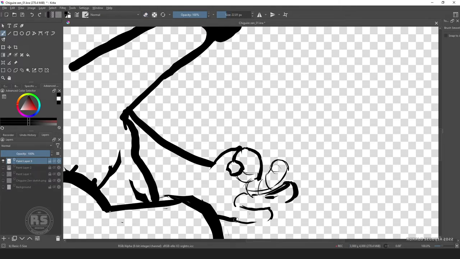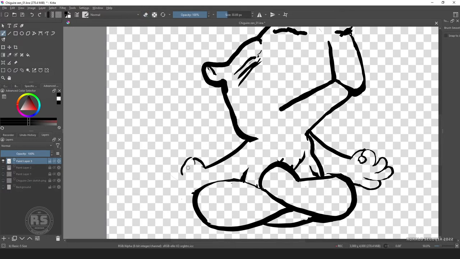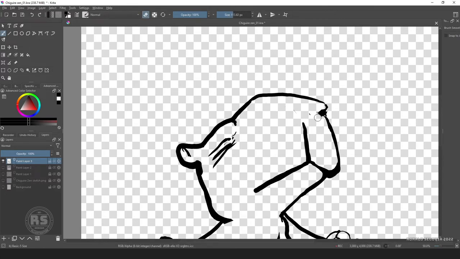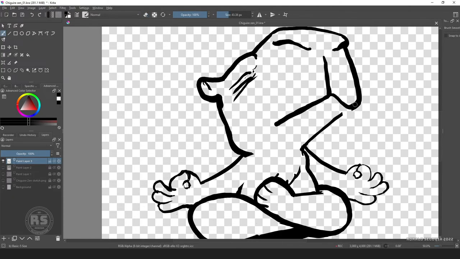Here I settle on a specific look that I'm happy with at the moment. Then I move on to cleaning up the outline, as you can see me doing here, as much as I can. There's always room for improvement, although I'm happy with how it turned out in the end.